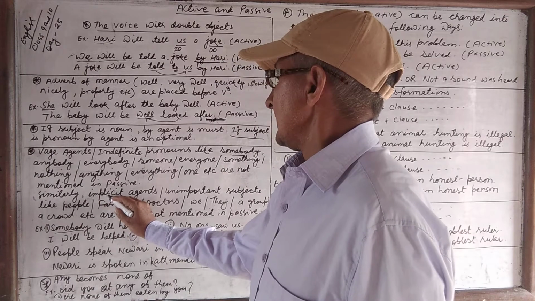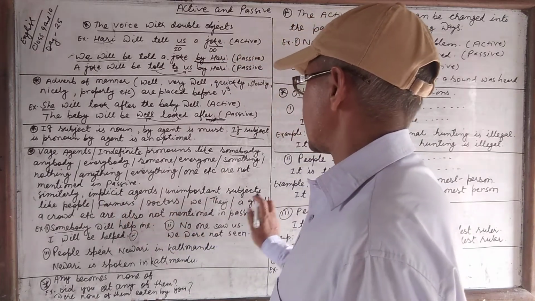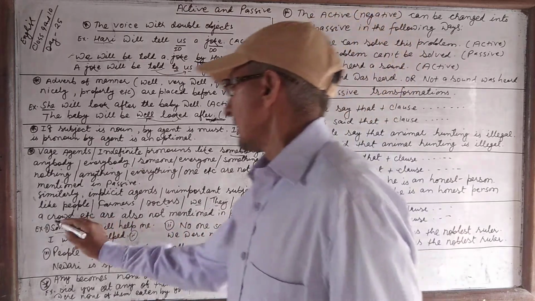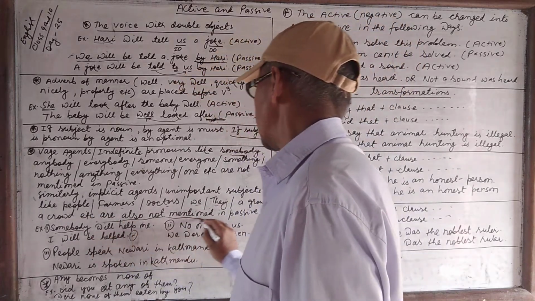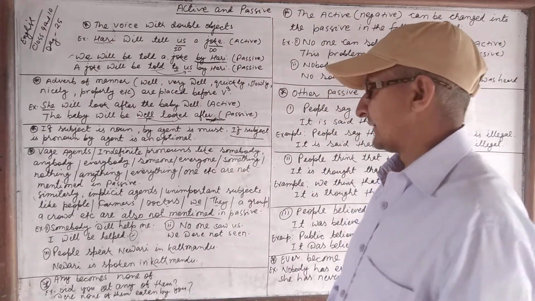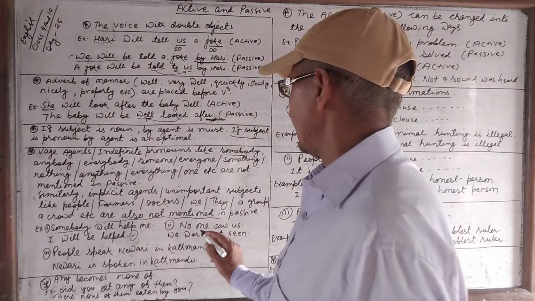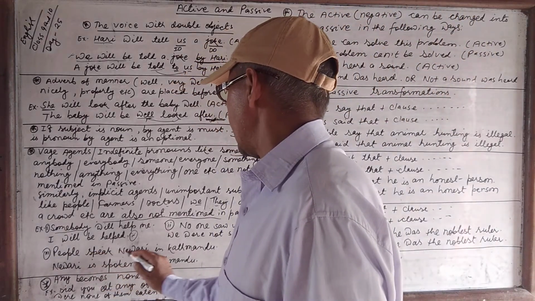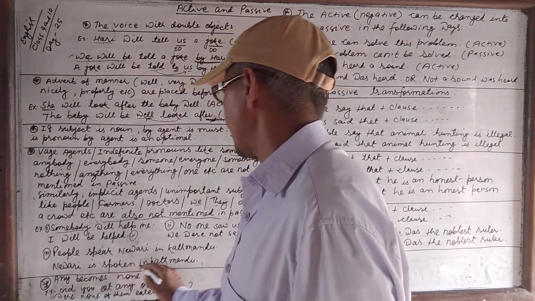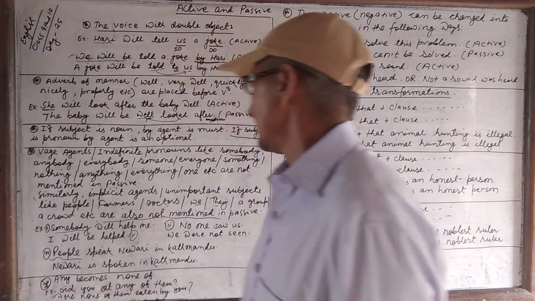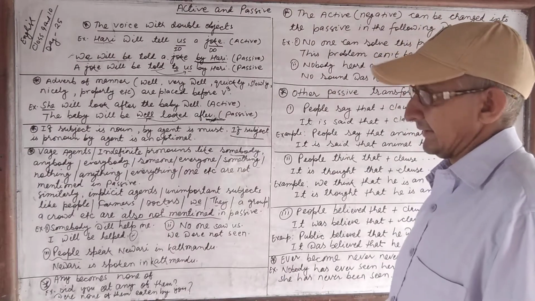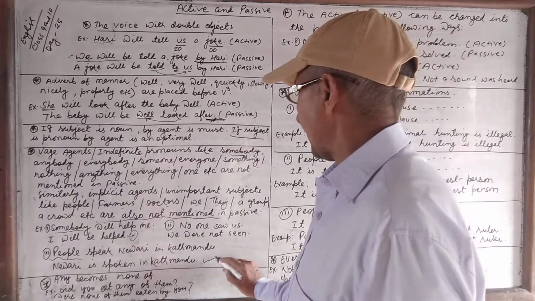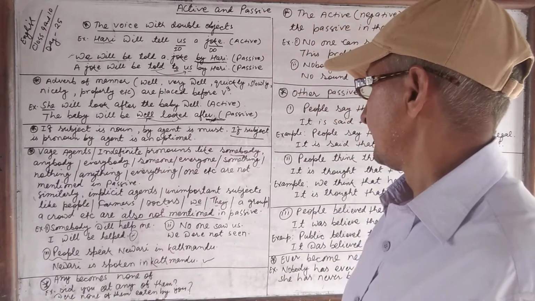Similarly, implicit agents are unimportant subjects like people, farmer, doctors, we, they, a group, a crowd, etc. They are also not mentioned in the passive. Let's see one example. People speak Nevari in Kathmandu. Nevari is spoken in Kathmandu. We don't write this implicit agent or unimportant subject in the passive. We don't write it. Okay?